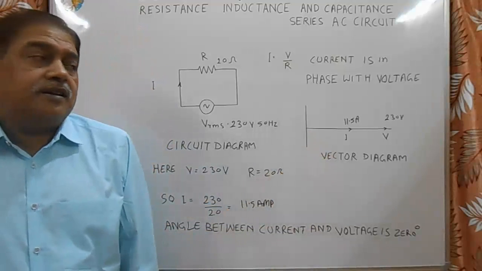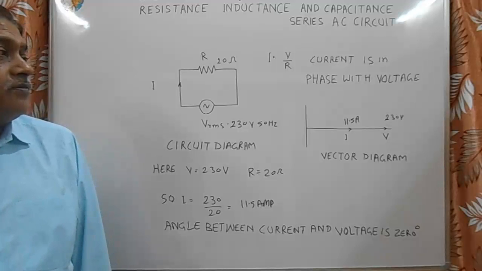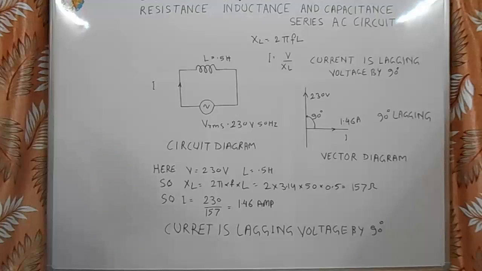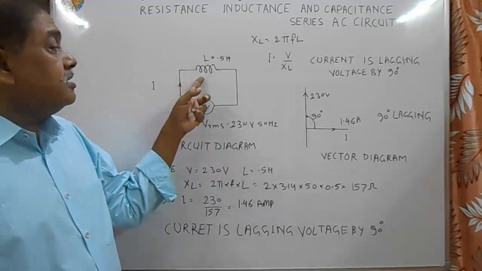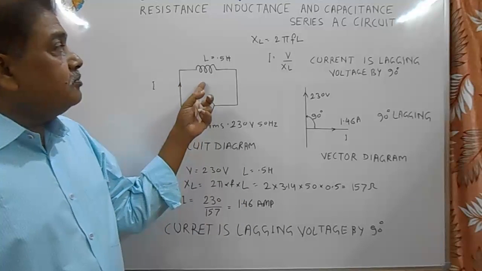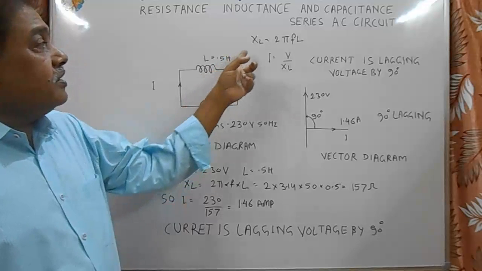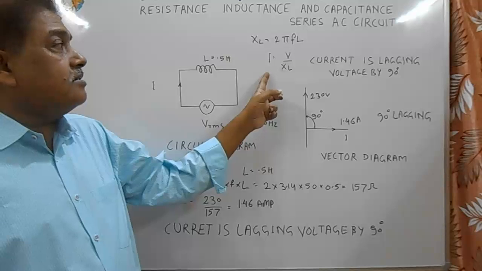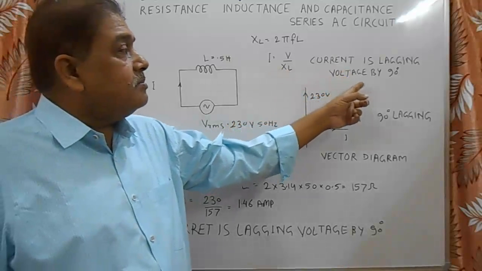In case of inductance, the current will lag the voltage, and in case of capacitance, the current will lead the voltage by 90 degree. Here in this case, inductance is connected to the supply voltage. In case of inductance, we have to take the inductive reactance. Here, inductive reactance XL is equal to 2 pi FL. So, I is equal to V upon XL. In this case, current is lagging voltage by 90 degree.